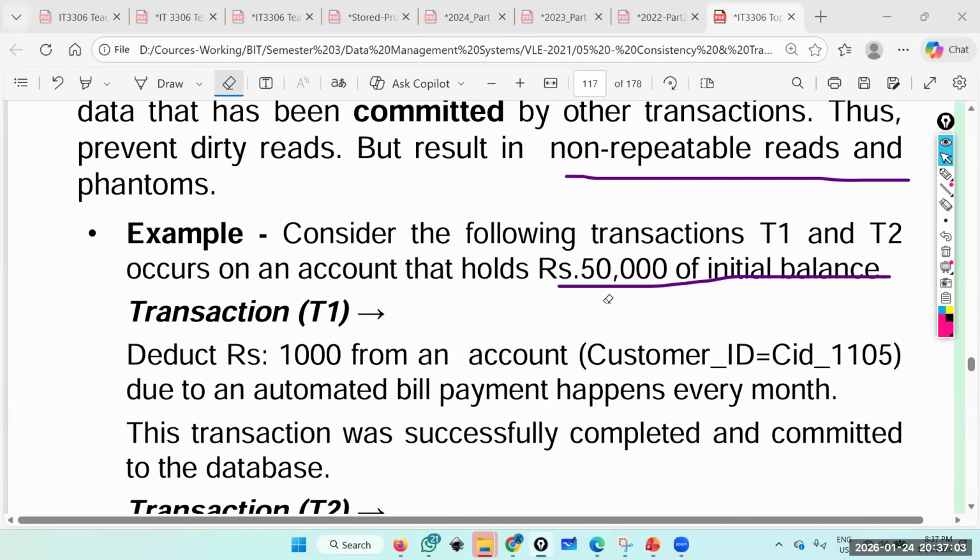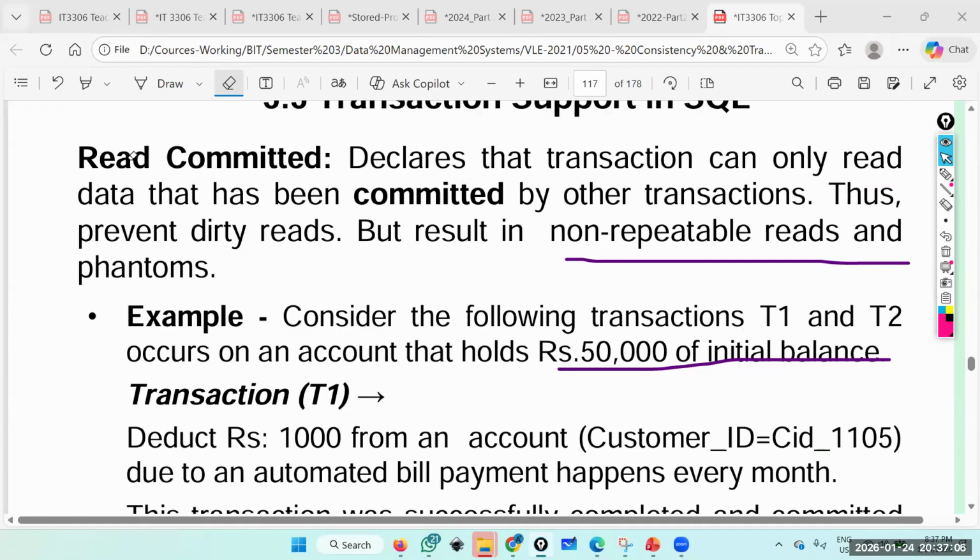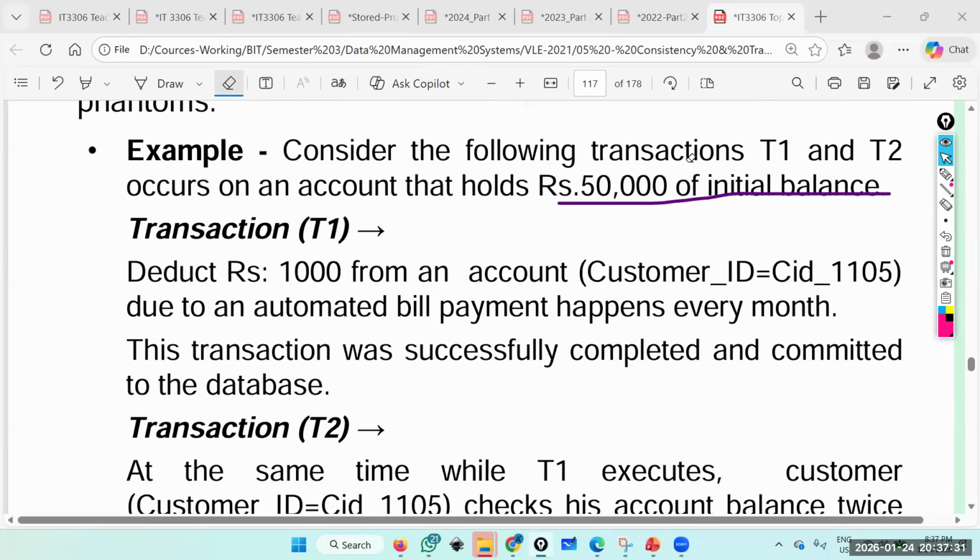Let's see whether there's an example. Now read committed declares that the transaction can only read data that has been committed by another transaction, thus preventing dirty reads. But non-repeatable reads and phantom can happen, though no dirty reads. So consider the following transactions T1 and T2 on an account that holds 50,000.